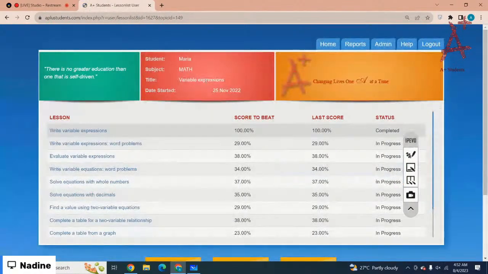So, we are working on the chapter variable expressions, grade 5 maths. Lessons we have covered today are write variable expressions, write variable expressions word problems, evaluate variable expressions, and write variable equations word problems. So please make sure before the next session you complete all the test questions for the lessons we did today. If you need more help with any of the lessons, you can contact any tutor on the Skype. They are available from Monday to Friday, 5 to 9.